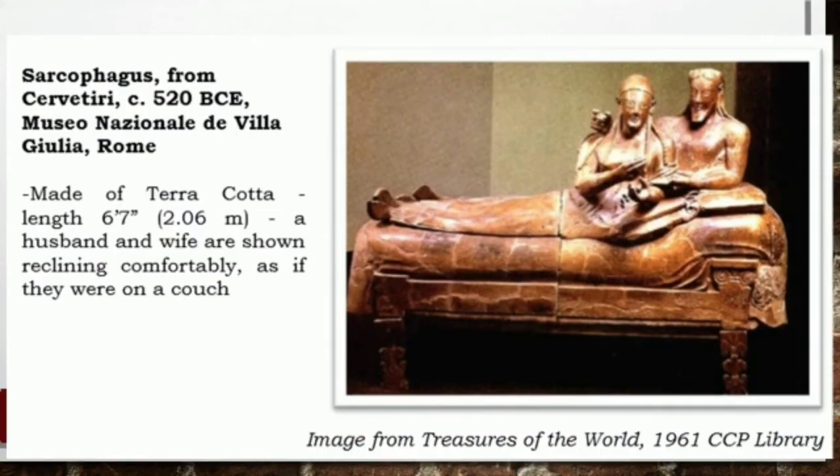Next, sarcophagus from Cerveteri, 520 BCE, seen in Museo Nazionale di Villa Giulia, Rome. Made of terracotta, length 6'7", a husband and wife are shown reclining comfortably as if they were on a couch.